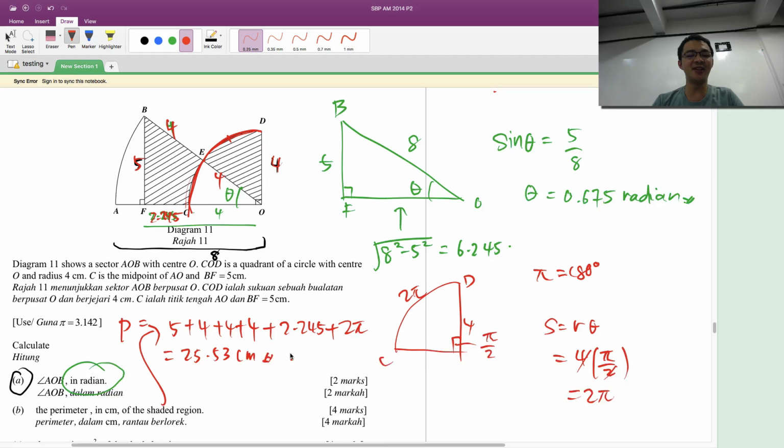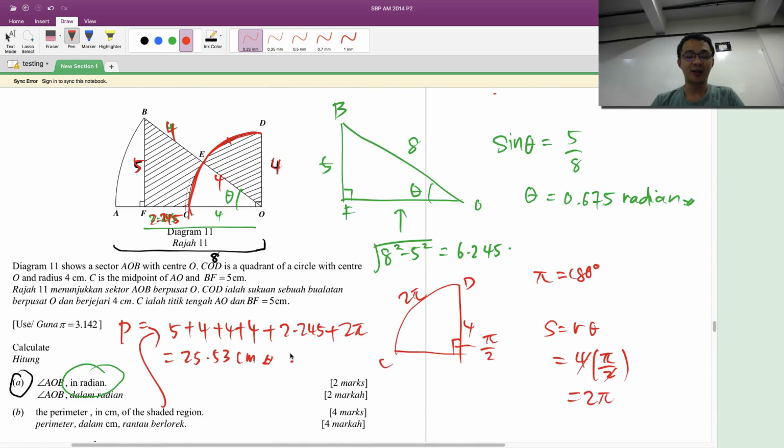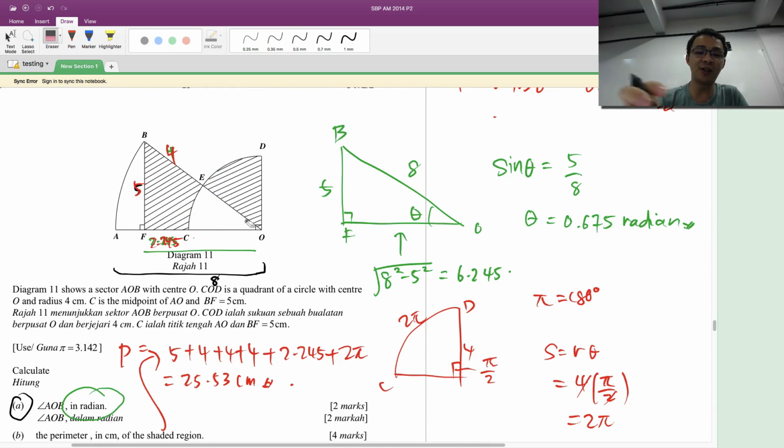Okay, let me finish the C first. Area of the shaded region. In order to find it, we will use the big triangle here, and then we will need to find this small sector. I will use the big triangle minus this sector, and then I will use the quadrant minus this sector also. This sector here, I'm going to call it R maybe.